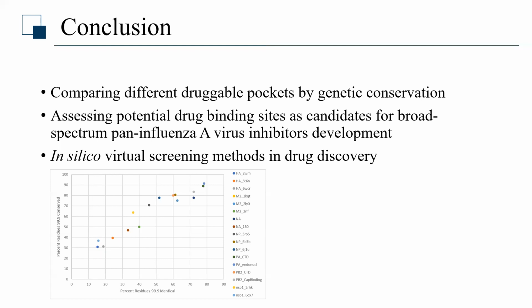And in addition, we can also observe a trend on the graph. The pocket that has more percent residues that are identical is also likely to have more percent residues that are conserved. So the method of systematically mapping the genetic variability of putative influenza A drug binding sites onto the influenza A proteome reveals effective in silico chemistry strategies for drug development. Therefore, these findings encourage greater involvement of in silico virtual screening methods in the drug discovery for common viruses.